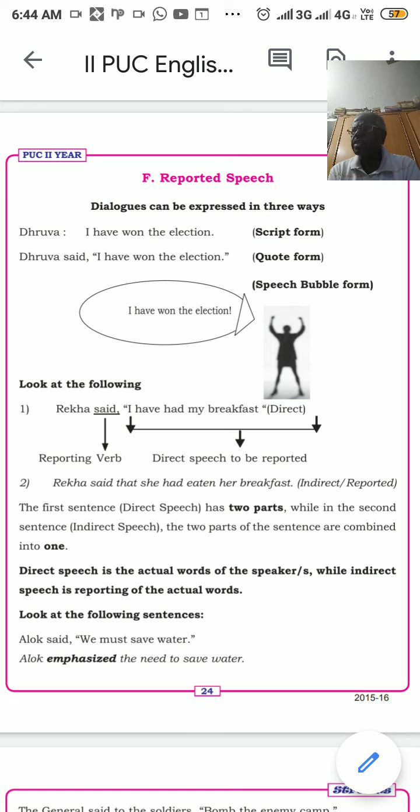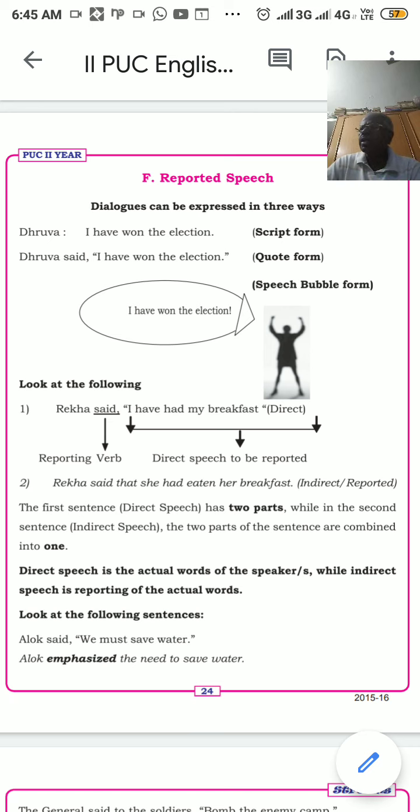Dolma says that she can climb any mountain. So it doesn't change. Suppose the sentence is like this: Dalma said, I can climb any mountain. Then we change it because the reporting verb is in the past tense. Dalma said that she could climb any mountain. If the reporting verb is in the present tense or the future tense, the tense of the direct speech is not changed. It remains as it is.